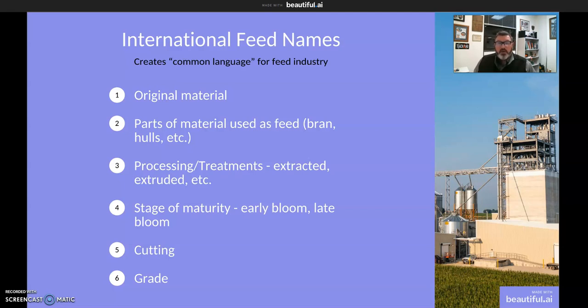For example, the soybean hull, it will list actually that one in particular, or extracted or extruded soybeans, which would relate to the processing or treatment that it might go under. The stage of maturity, especially if we're talking hay, it actually will break out grass hay mid-bloom or something like that. And then some feeds are broken out by cutting, and then certainly grade. Like number 2 yellow corn is typically classified in that particular manner. So there's that way when we're talking about from an international perspective, there's kind of a common language that everyone uses across the board.